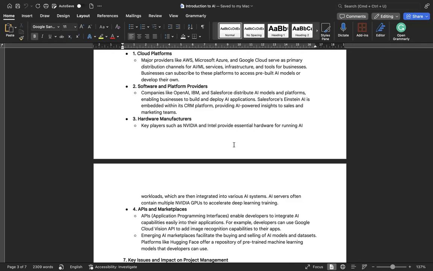For the software and platform providers, companies like OpenAI, IBM, and Salesforce distribute AI models and platforms, enabling businesses to build and deploy AI applications. For Salesforce, Einstein AI is embedded within its CRM platform. This is an example: a CRM platform providing AI-powered insights to sales and marketing teams.